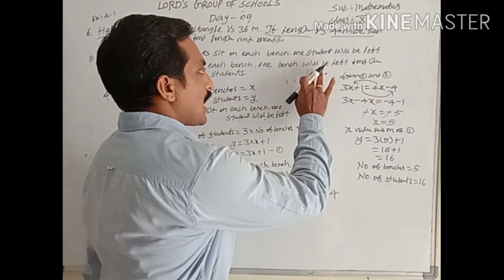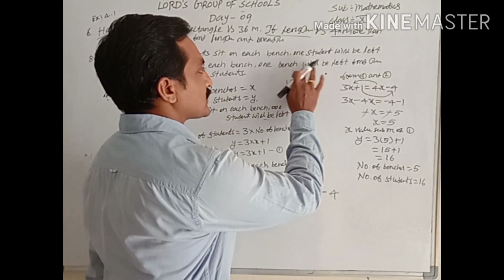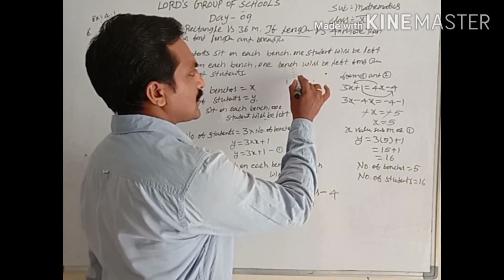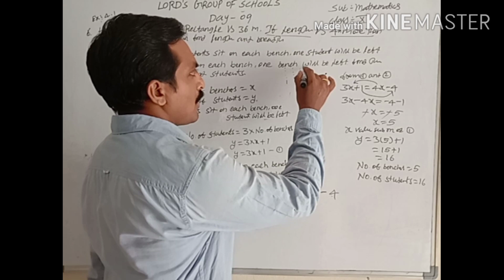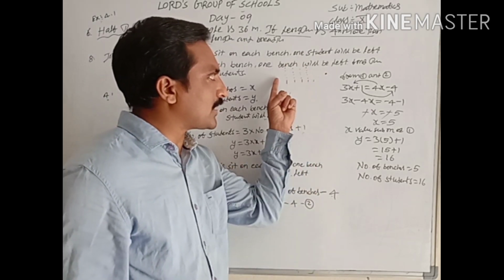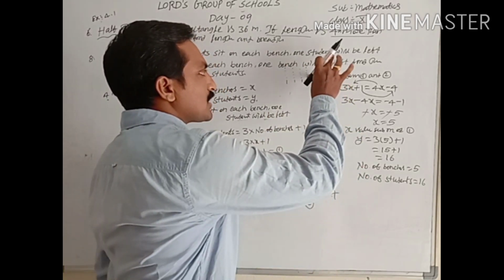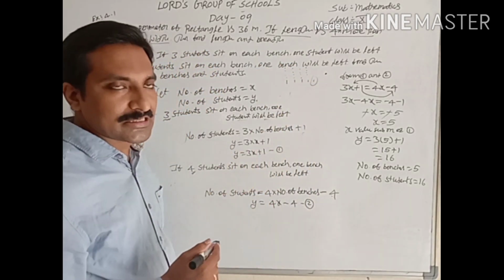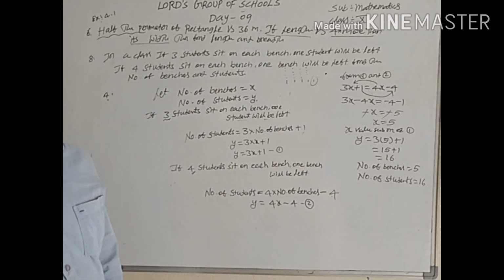In case each bench has 4 students sitting, up to here only 16 members are completed. That time one bench will be left. So the condition is satisfied.